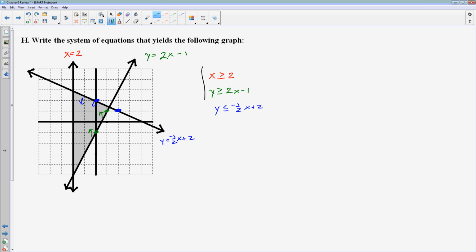Find the slope, find the y-intercept, write it in slope-intercept form. And then if you're shaded above, y is greater than or equal to, shaded below, y is less than or equal to, and we'll go with that. So there it is. Those are all the answers to the review. Hope this helps you.